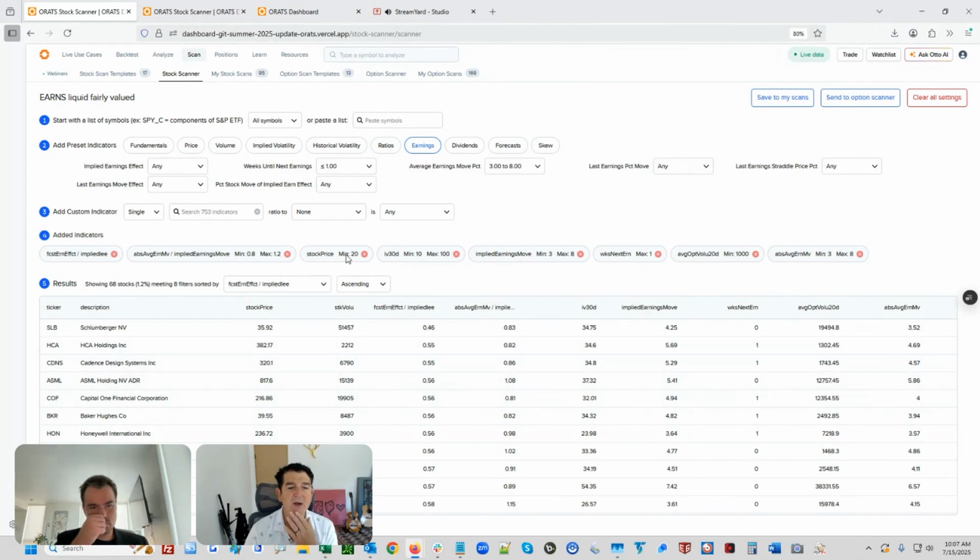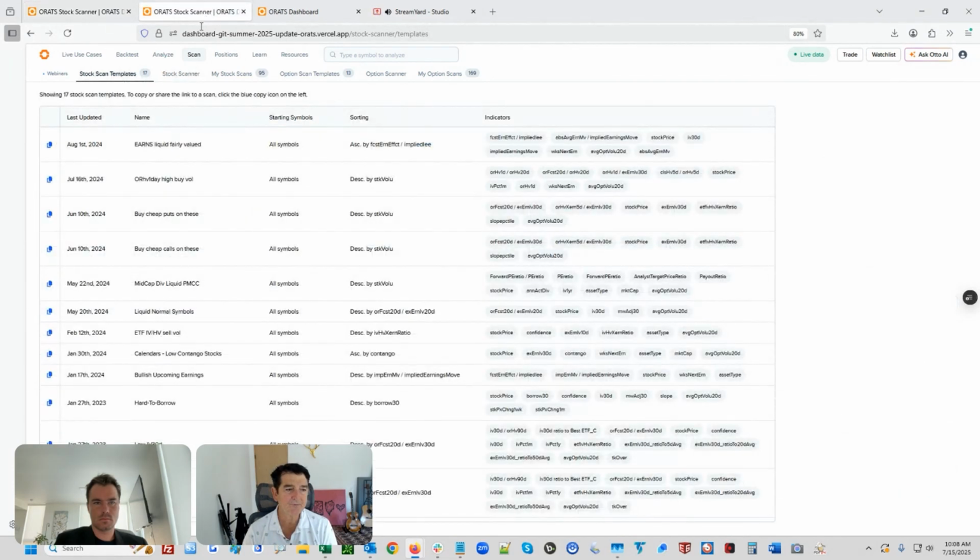So now that we have this scan set up, I should mention other things. I want a minimum stock price of 20 because I'm going to be doing these calendars. You want enough strikes. The implied volatility just between 10 and 100. Average option volume for all is a nice liquidity measure because it looks at all trades in a particular symbol, and we want a minimum of 1,000. So we'll take those forward to the option scanner.